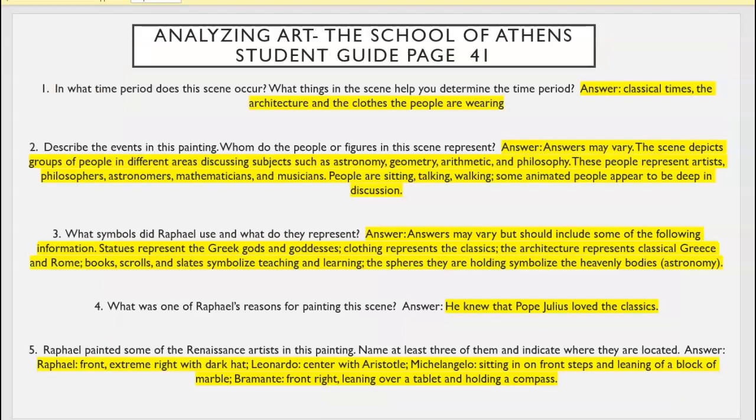This is a guide to page 41. There are questions which go with the Analyzing the Art, the School of Athens. You can go ahead and pause the video, take a look at the questions, and use these answers to compare against yours.